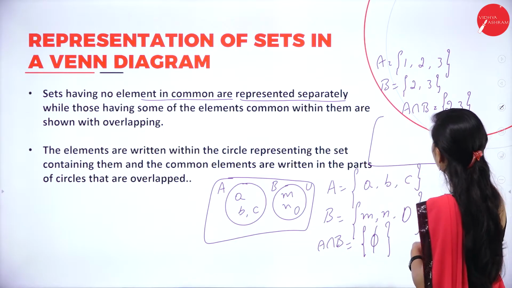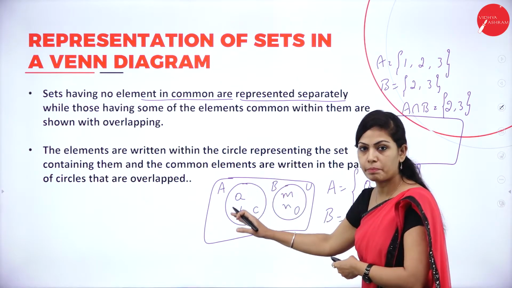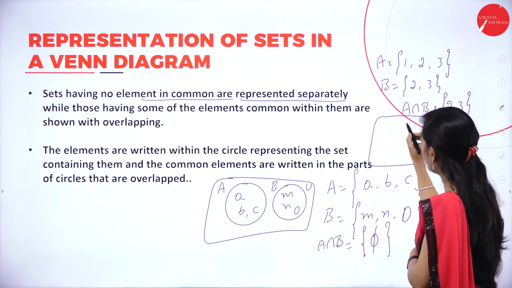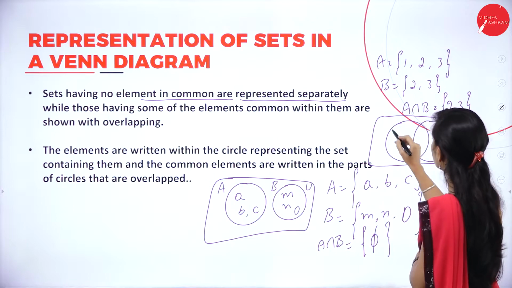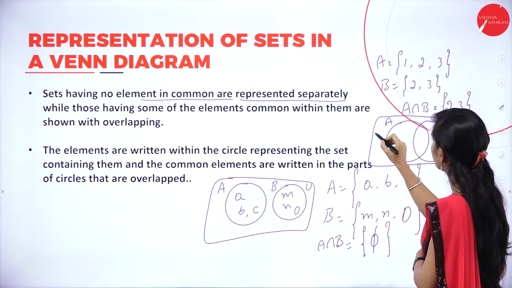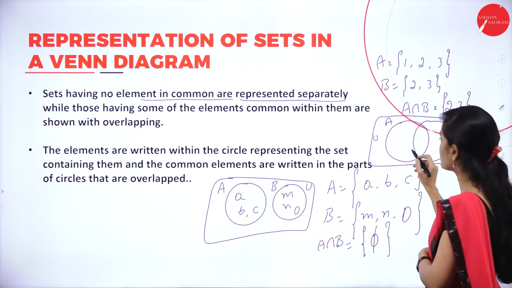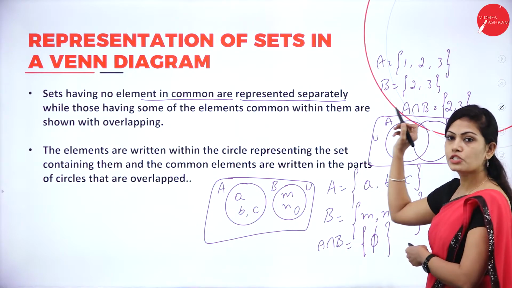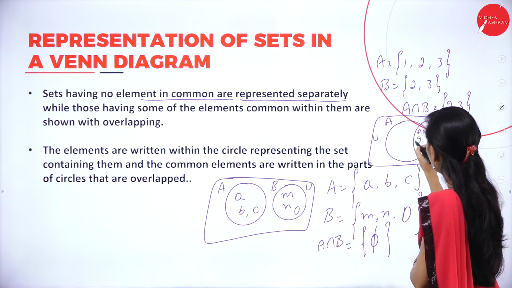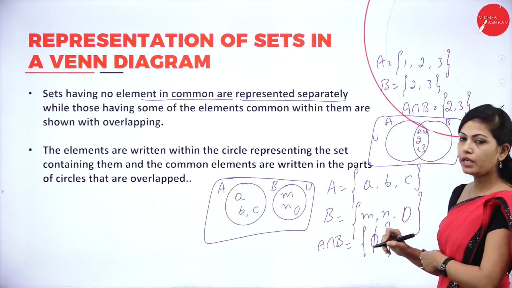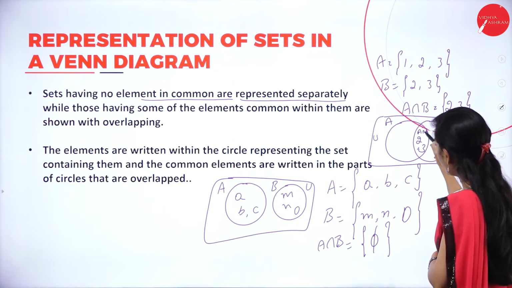If your sets do not have any common element, we can represent them separately. Suppose you have a common element in both set A and set B, you can overlap the sets. This is the universal set, A, and you can overlap the set B also. So the common elements are 2 and 3. This is called A intersection B. You can write 2 and 3 in this overlapping area.